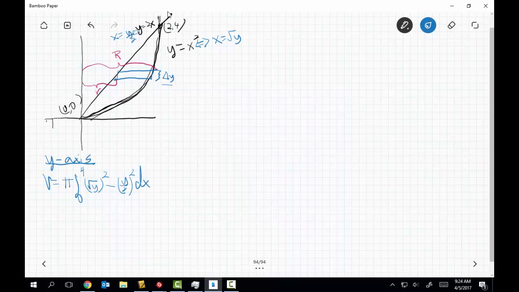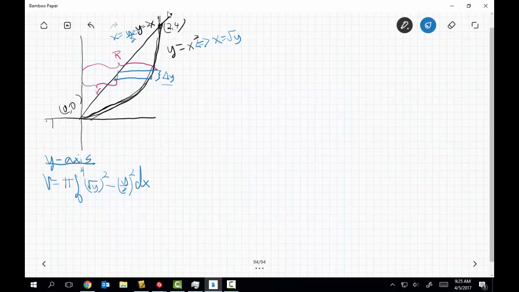Now, the nice thing about these types of problems is that the integrals you're actually taking, because you're going to have to take a lot of them by hand, are pretty easy to do. If I expand this, this would just be the integral from 0 to 4 of y minus y squared over 4. That's super easy. That's kind of a no-brainer, right? All right, so we got the y-axis.